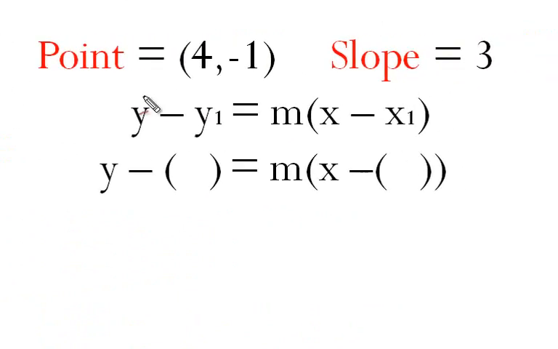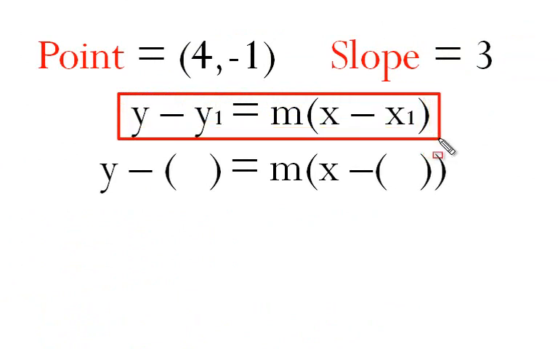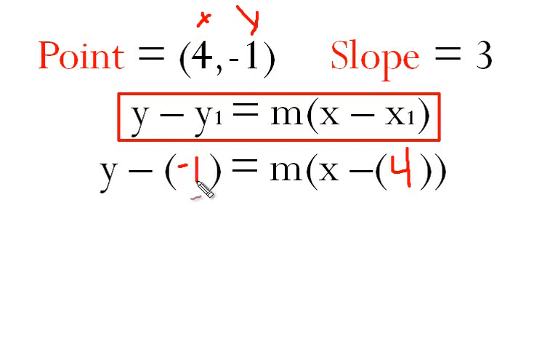Alright, so over here I went ahead and wrote down point-slope form for us. And it is y minus y1 equals m times x minus x1. Alright, so we're going to plug in our point and our slope. When we plug in our point, our x value is 4. So for x1, I'm going to plug in 4. Our y value here is -1. So for y1, I'm going to plug in -1.